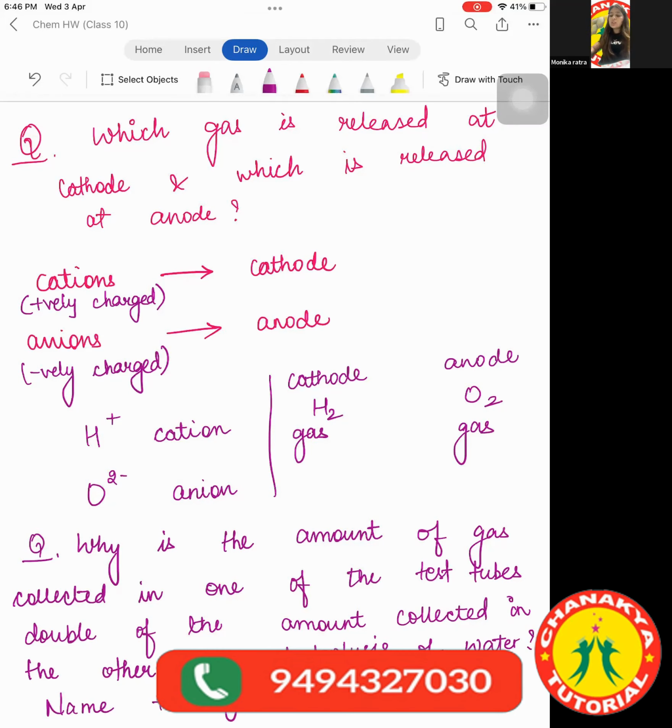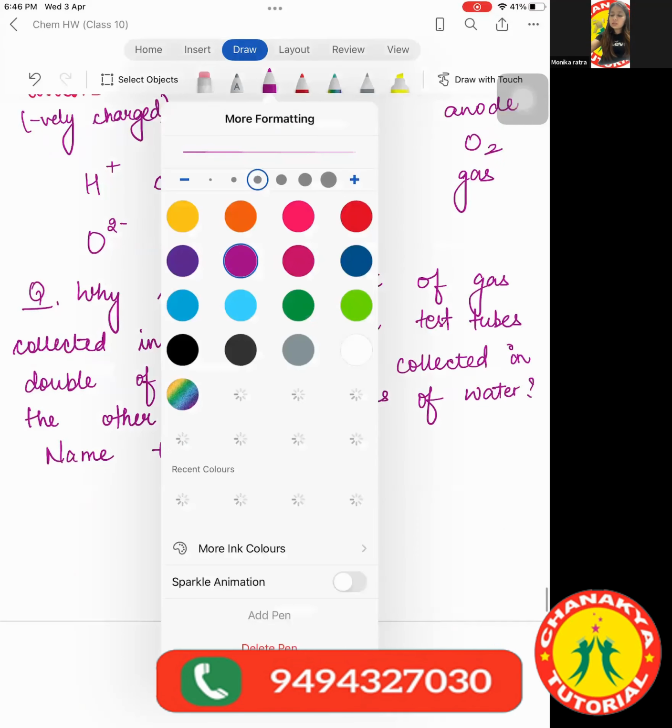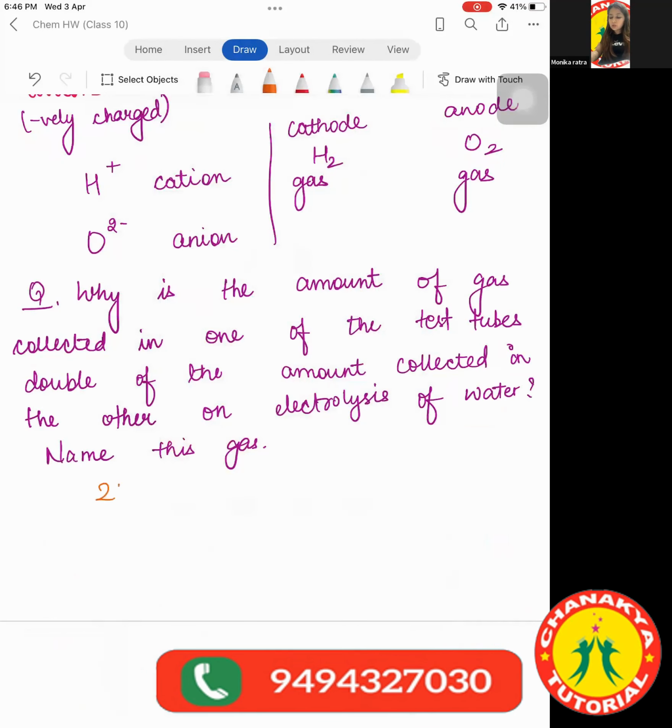So if you look at the reaction, I'll write the reaction again so that it's much more clear because we can't go up again and again. If you look at the reaction, you can clearly see which gas is double in amount, first of all. Which is that gas? Hydrogen. You're supposed to name the gas. The name of the gas is hydrogen.